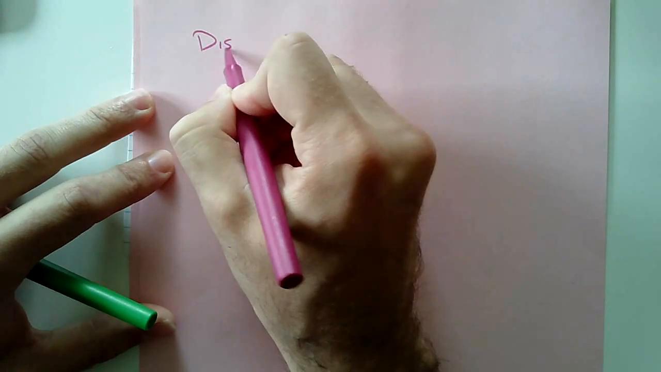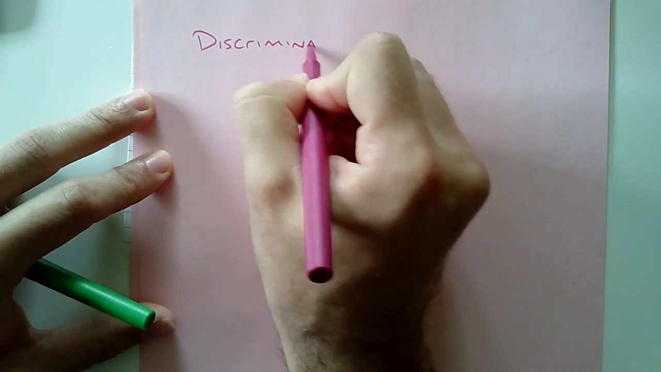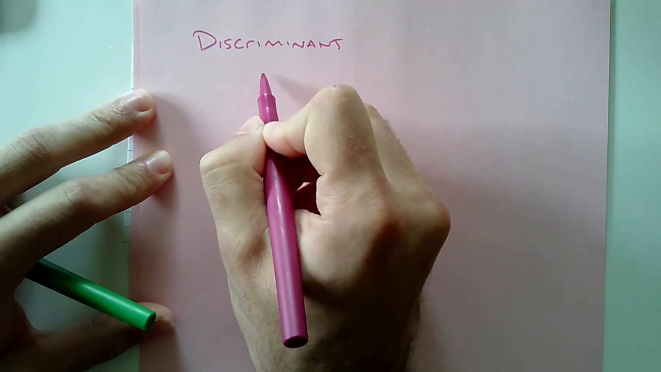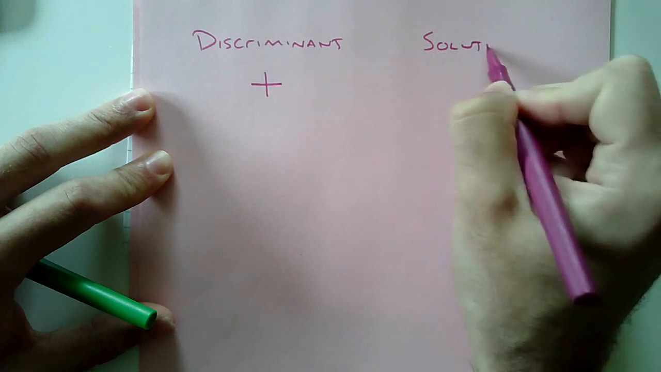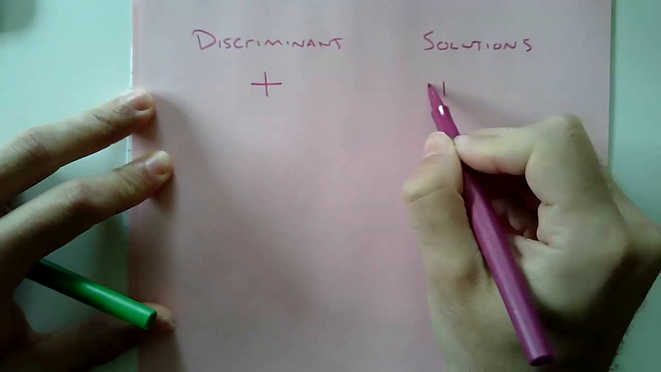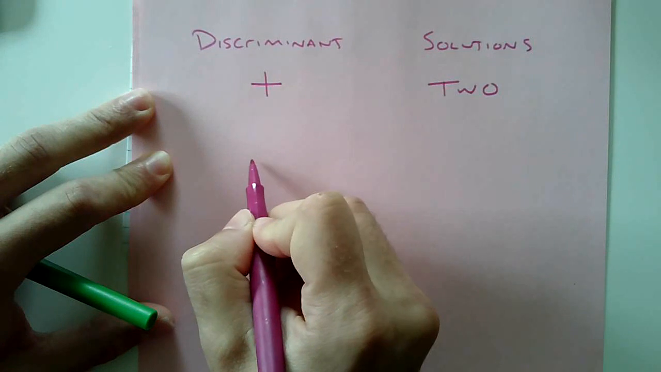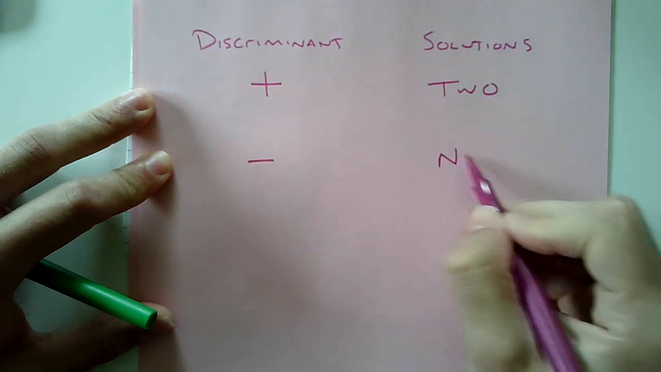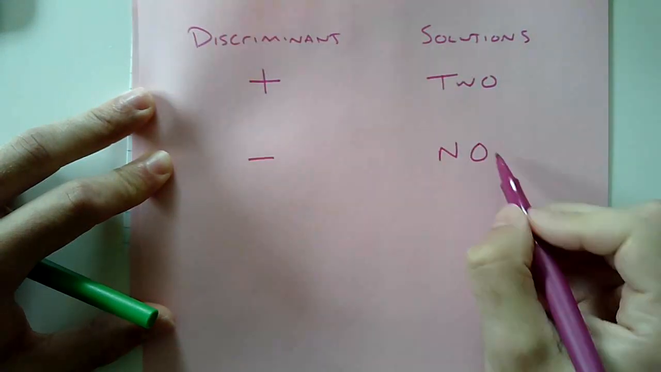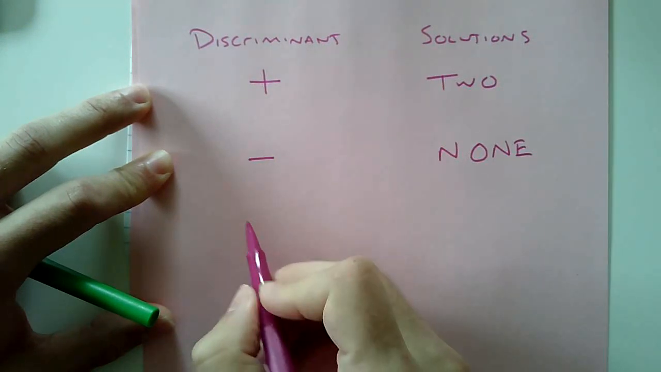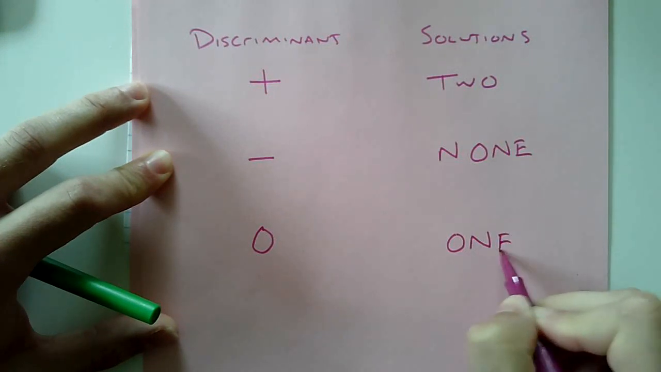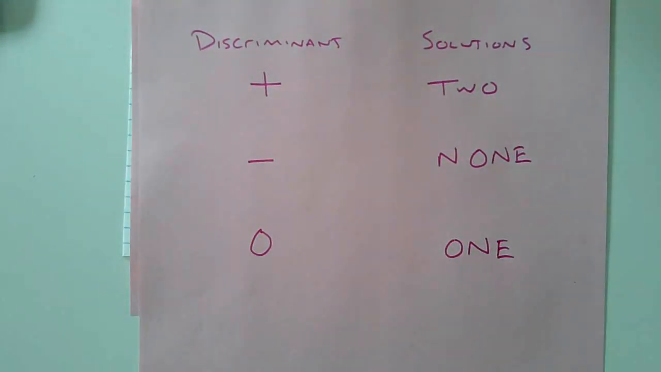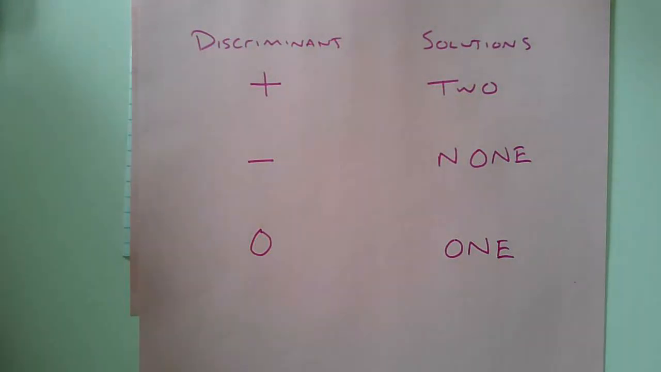So as a recap, if the discriminant is positive, there are two solutions. If the discriminant is negative, there are no solutions. Should write none. And if it is 0, that means there's one x-intercept. And that's how we can use the discriminant to determine how many x-intercepts a quadratic has.